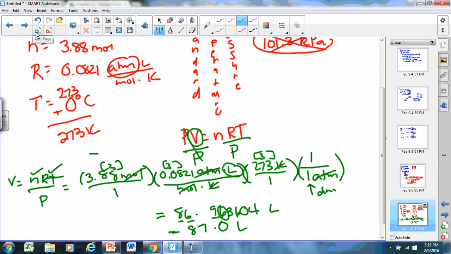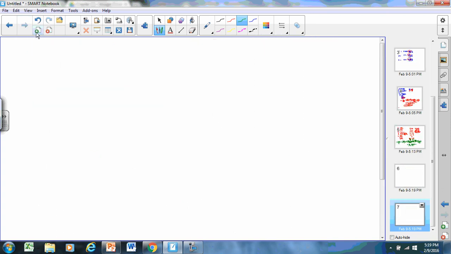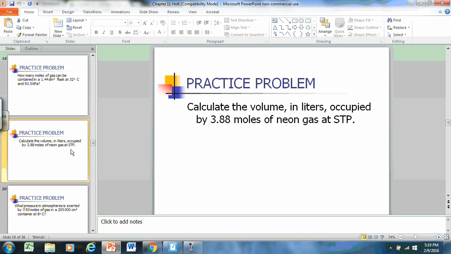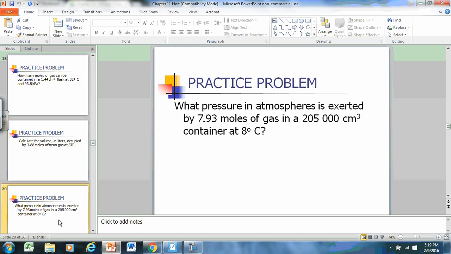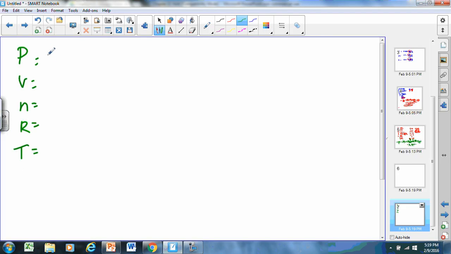All right, here is your last problem. So I'm going to go to the next page. And again, we're doing the PV equals nRT equation. This will be easy on your worksheet because you could just pluck them off your worksheet, but I got to flip back and forth. This says what pressure in atmospheres is exerted by 7.93 moles of a gas in a 205,000 cubic centimeter container at 8 degrees Celsius.